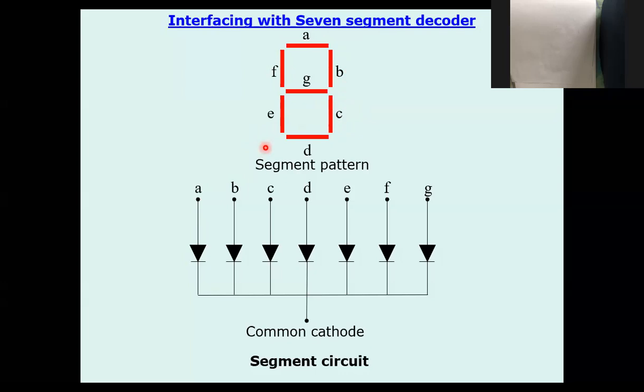So if I want to display 1, which segments will glow? B and C will glow. Similarly for 2, 3, and so on. So this is a common cathode configuration.